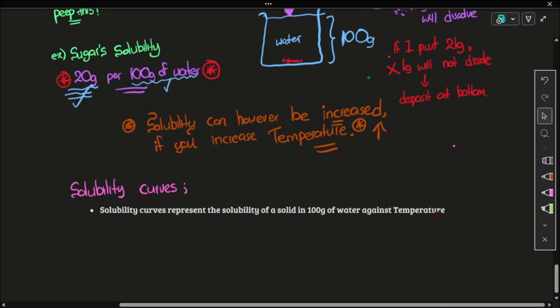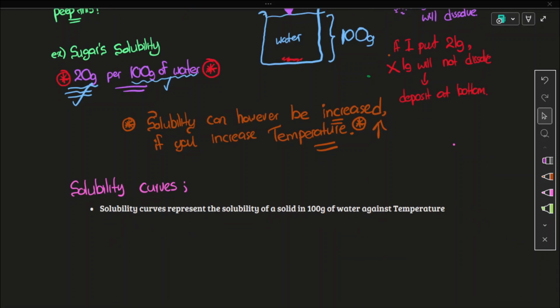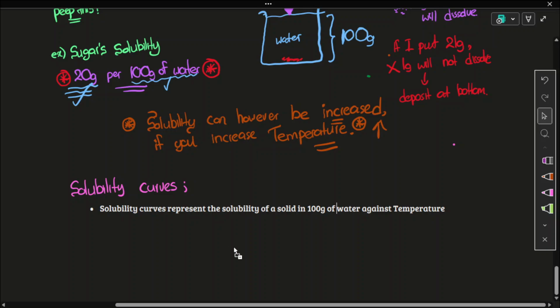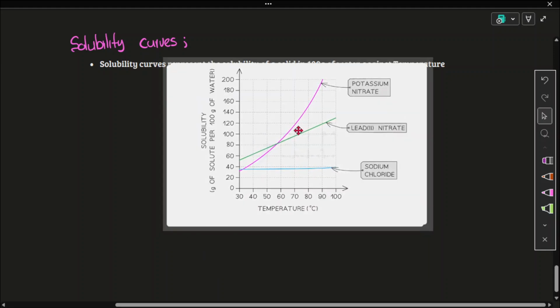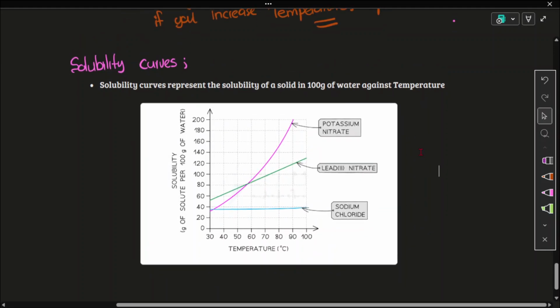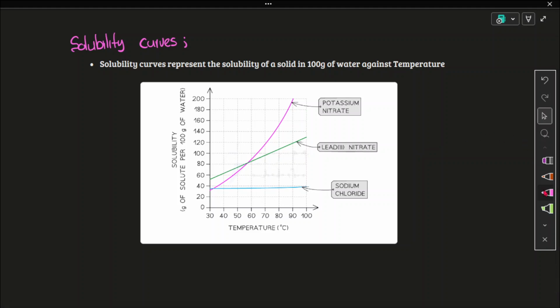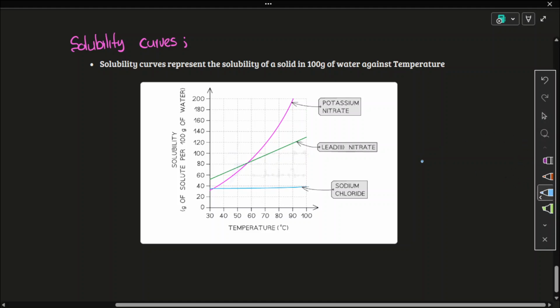Let's drag that out, right. So let me show you what a solubility curve looks like. This is your typical solubility curve. It's not complicated at all. Okay, so don't worry about looking at this and being overwhelmed. This is such a straightforward concept.